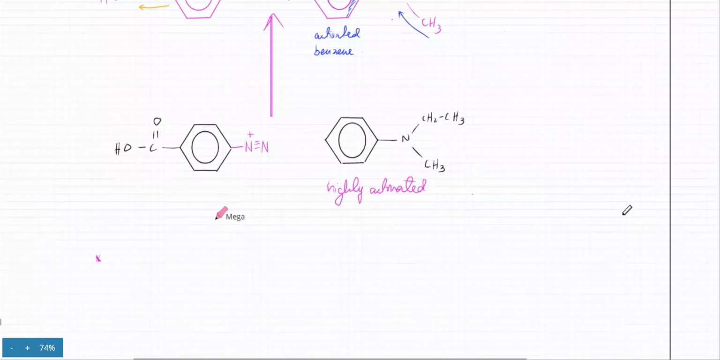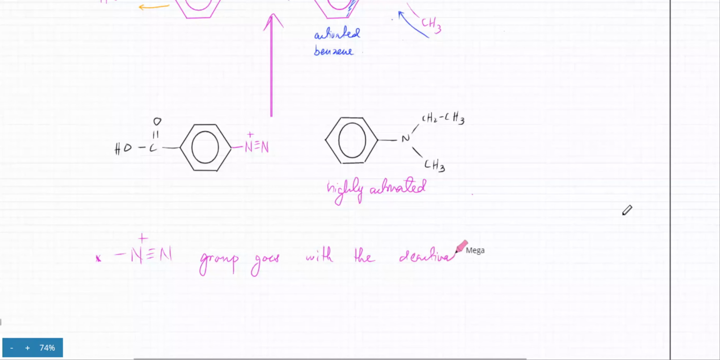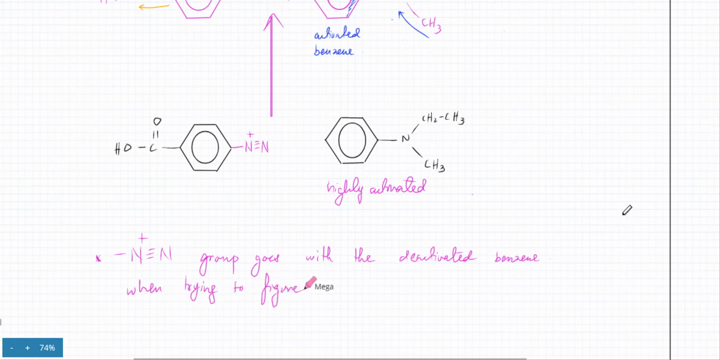So I'm going to write this. It's N triple bond N plus. One group goes with the deactivated benzene. It goes with the deactivated benzene when trying to figure out the reactants. So when trying to figure out the reactants, any questions?